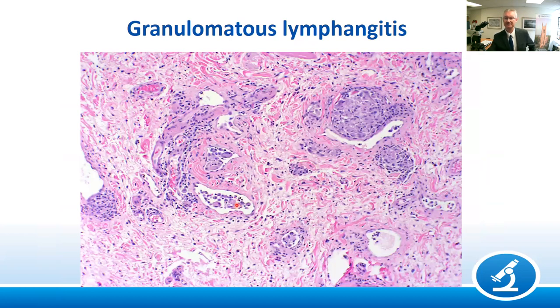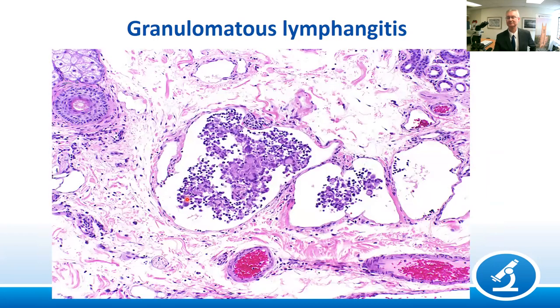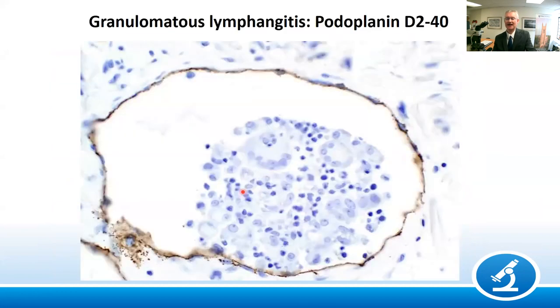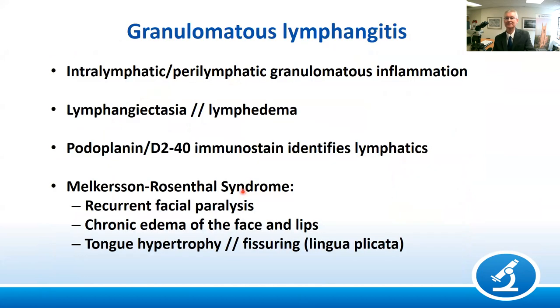The key finding is look in the lymphatics. You have multinucleated cells, inflammatory cells, lymphocytes. This is the key finding. Think of it like an intravascular large B cell type lymphoma. This is not lymphoma, this is inflammatory. These are multinucleated cells and inflammatory cells within these lymphatics. There's a nice granuloma within a lymphatic. And if you have any doubt, do a podoplanin and D2-40 immunostain, and it'll light it right up.